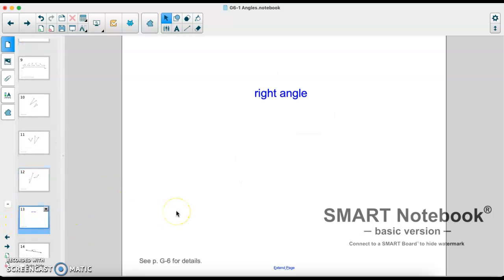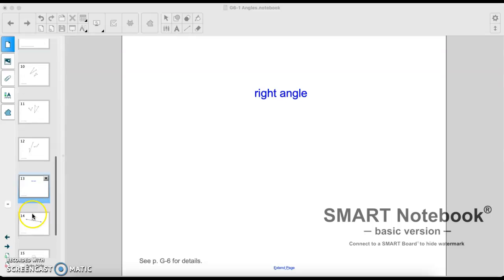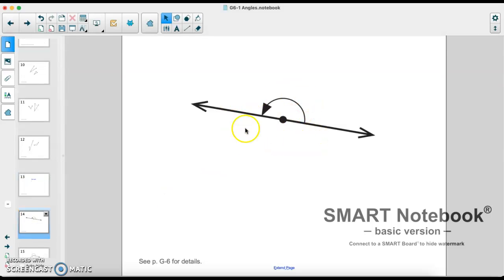Okay. This term we should be very familiar with. A right angle is like a corner in a square or any kind of rectangle, where you find those 90-degree angles. That's always a right angle. And so then moving on from a right angle, this is called a straight angle.